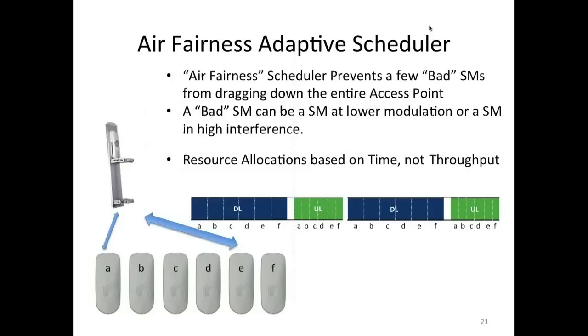Speeding up a little bit, we talked about the air fairness adaptive scheduler. This is the concept where a bad subscriber in poor condition is not taking down the entire sector's performance. And in this case, the differentiation is the fact that we are allocating time, equal time to all the subscribers, as opposed to allocating time based on bandwidth needs, which is typically what causes a poor subscriber to suffer or cause problems for the entire sector.